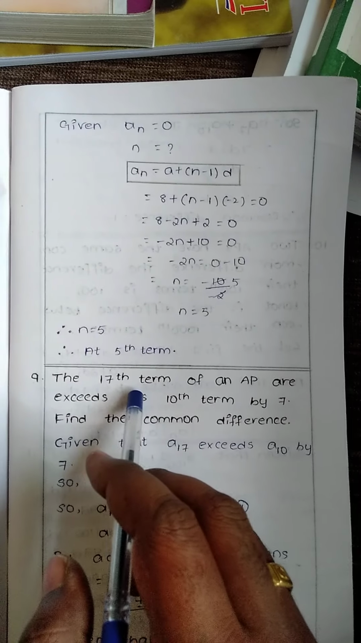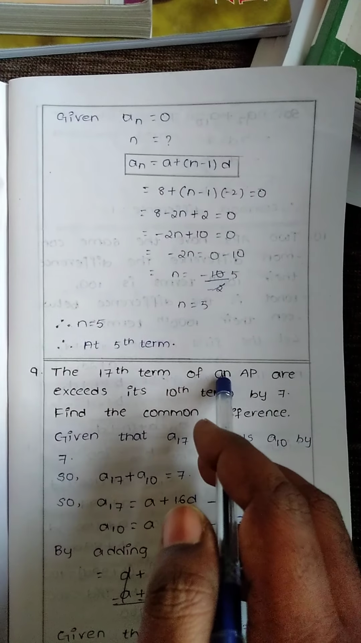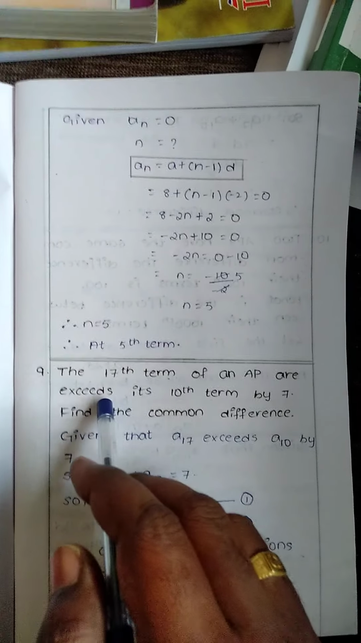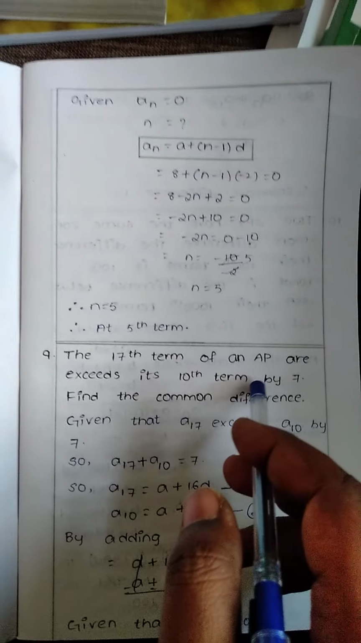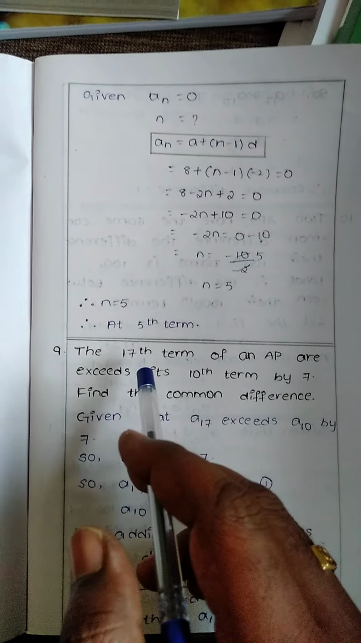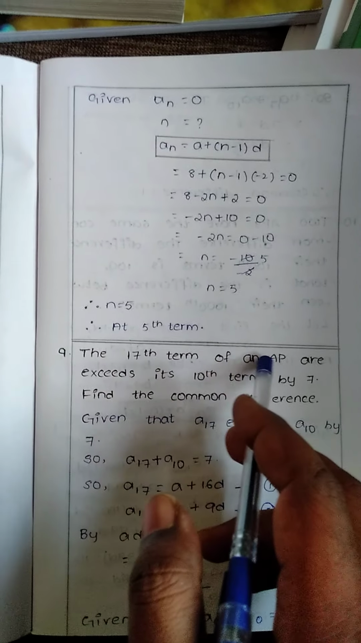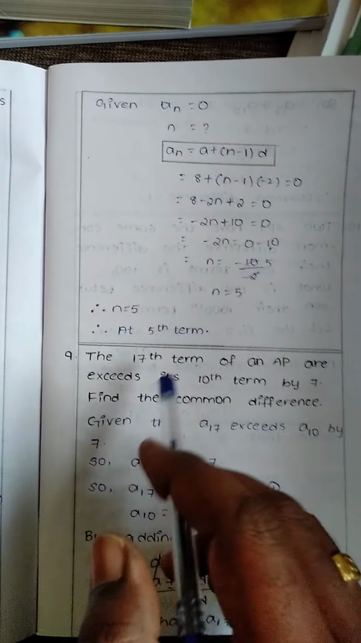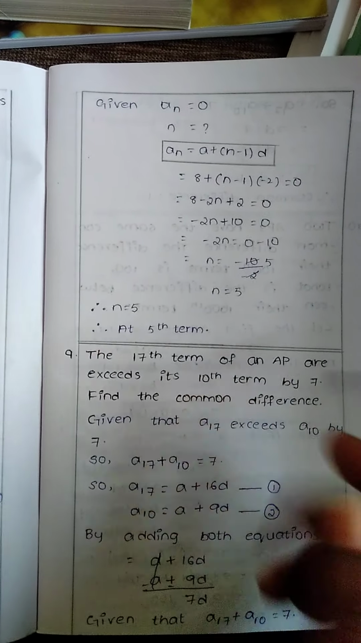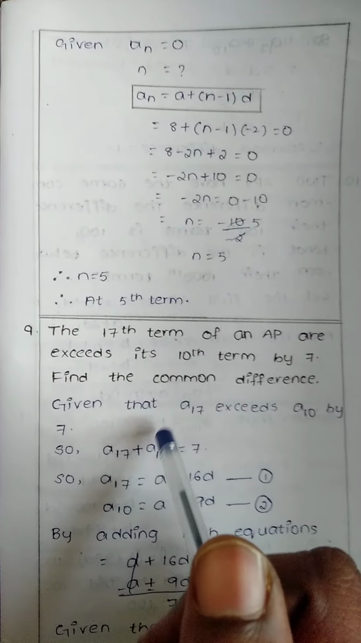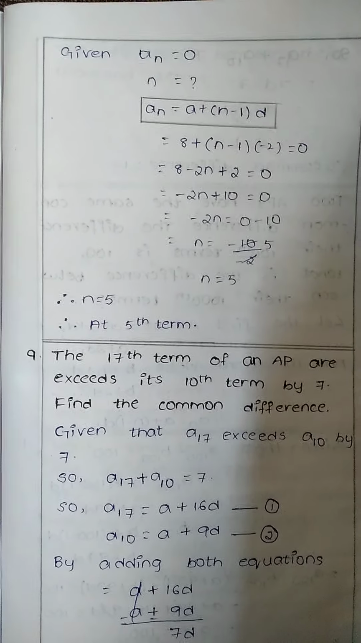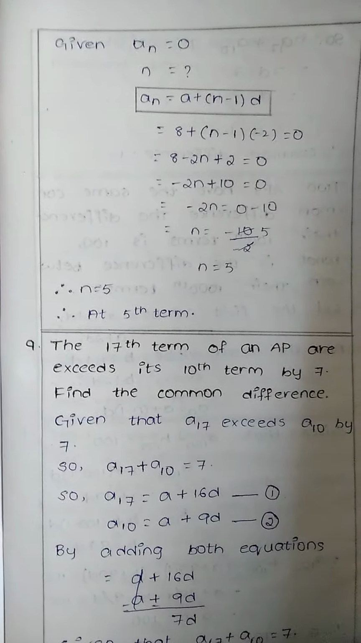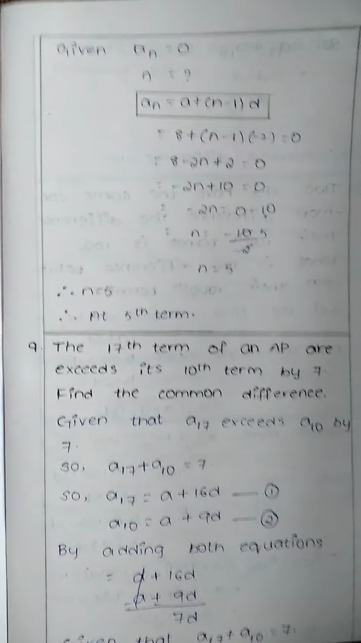The 17th term of an AP exceeds its 10th term by 7. Here we are given one condition: the 17th term of an AP exceeds the 10th term by 7. So what is that 7? He is just saying that T17 is 7 more than T10.